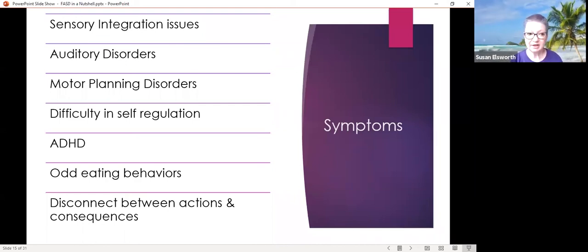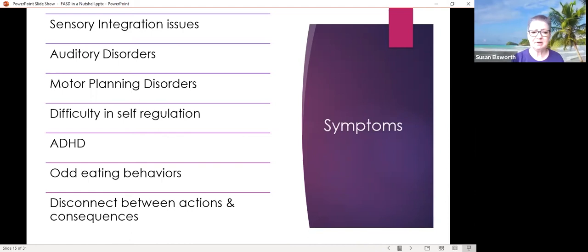Odd eating behaviors kind of ties back into our sensory integration, but sometimes we'll be talking about grazers who eat little bits throughout the day versus eating at meal times, eating only certain food groups, or one of our sons only ate food that was red. It didn't matter when we said, dude, you know, red really doesn't have a taste. If it wasn't red, it wasn't going in his mouth. One of our sons will not put anything into his mouth that he has not smelled and or licked first to see how it tastes or what it feels like in his mouth.